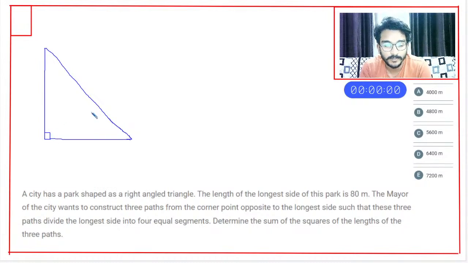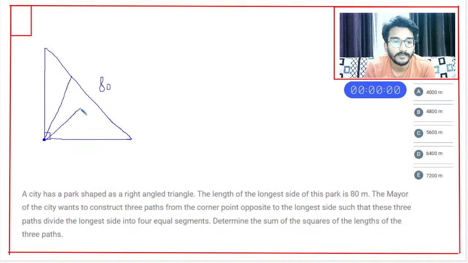So this is a city park in a right angle triangle. Length of the longest side means hypotenuse, 80. The mayor of the city wants to construct 3 paths from the corner point opposite to the longest side, means the right angle point, such that these 3 paths divide the longest side into 4 equal segments. So I have to make 3 paths in this manner, such that it will divide the hypotenuse into 4 equal parts. Means each part is of 20. Fine, it is fine.